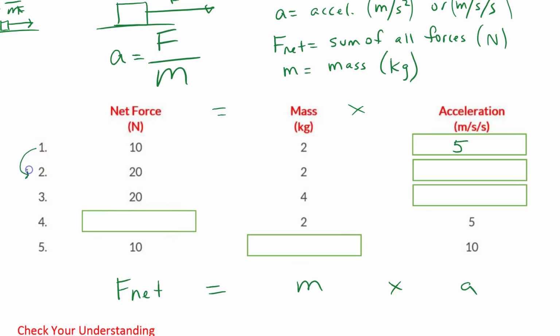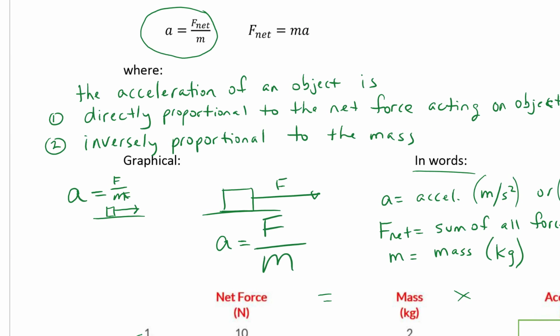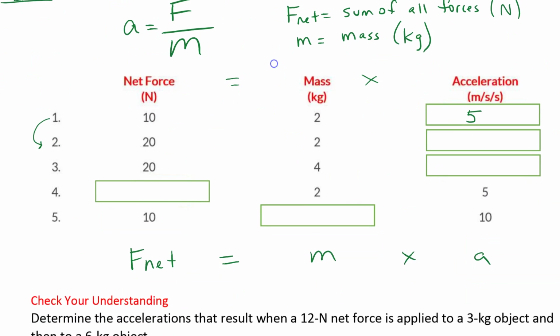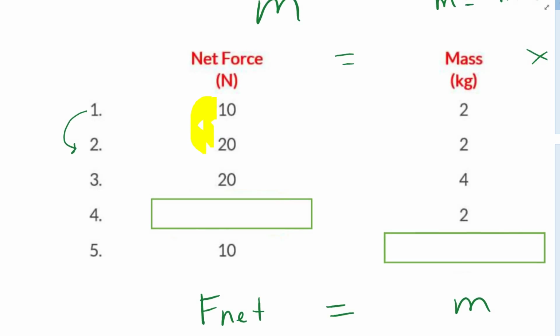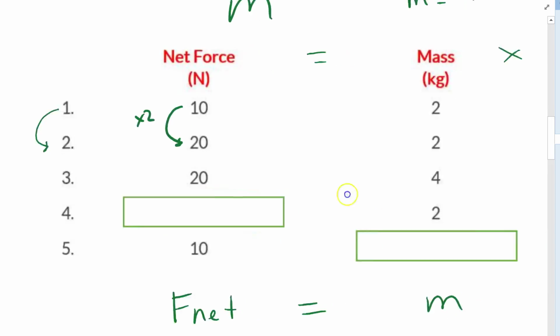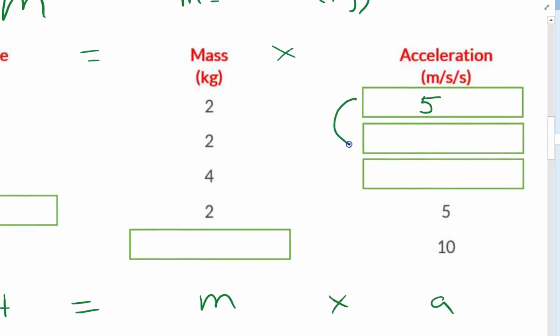Now let's think here. From line 1 to line 2, what did we do? We multiplied the force times 2. Well, the force is directly proportional, so whatever I multiply the force by, that acceleration is also going to get multiplied. From here to here, I multiplied times 2, and I kept the mass the same. So in other words, the acceleration is going to get multiplied times 2. So I would get 10 there.